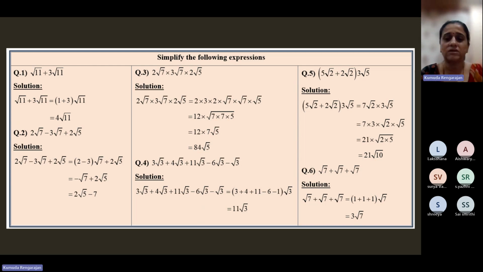You can ask me doubts. I'll just give you some time to go through this. If it's not clear, please ask me, and then you need to practice. So be good at this. Then the rest of the chapter is very easy.